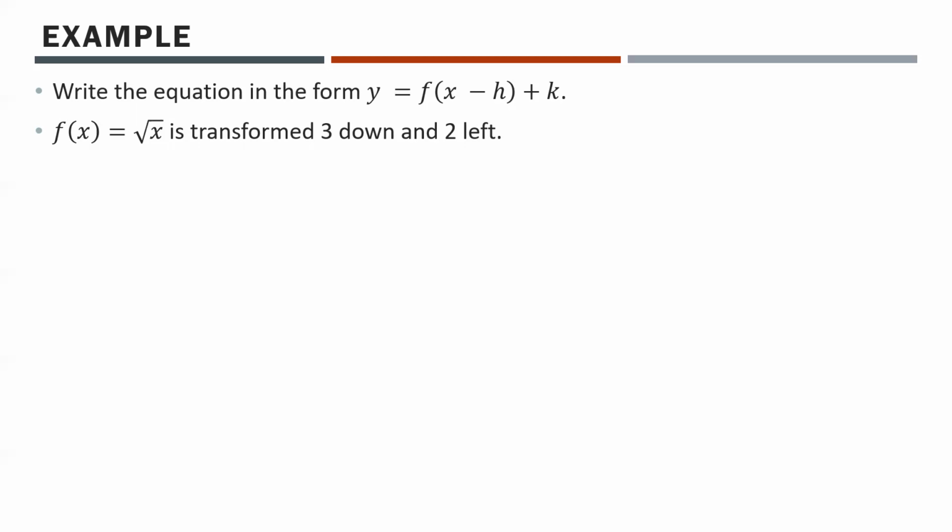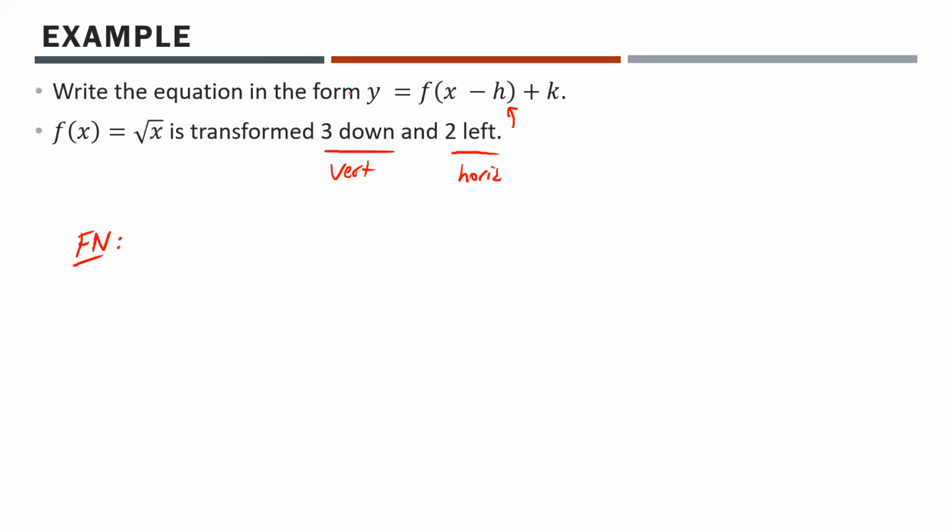So f of x equals square root x. We're transforming this 3 down and 2 left. That's a little funny. We swapped the order here. This is our vertical and this is our horizontal. Remember, horizontal has to do with h and vertical has to do with k. Be careful here. Let's start with function notation.